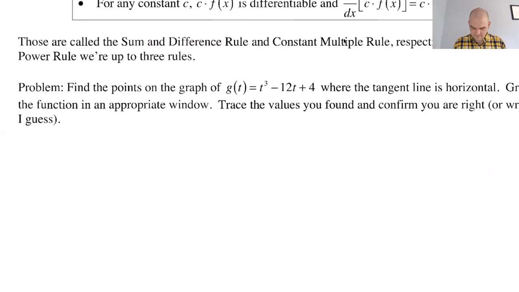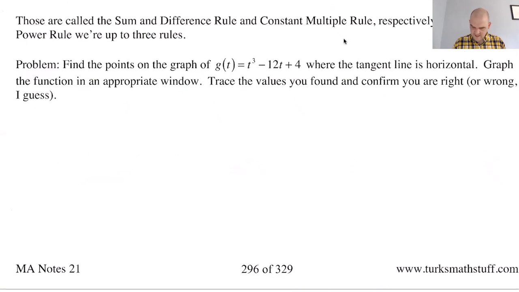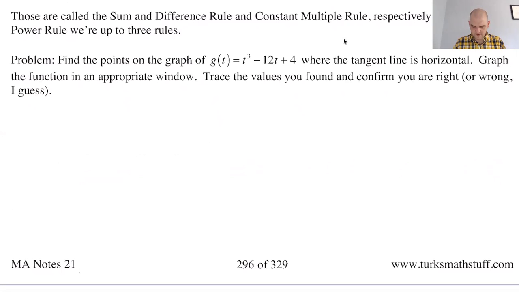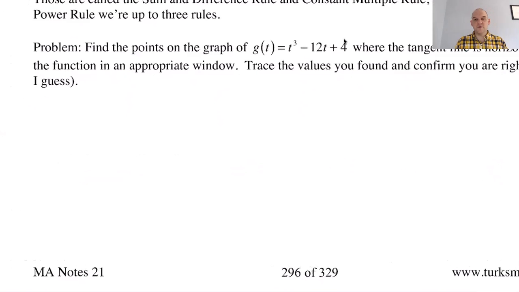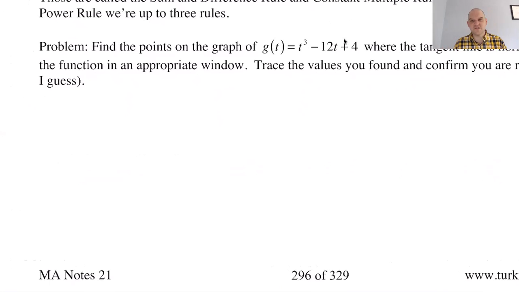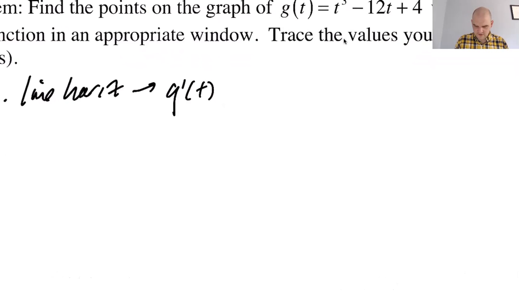All right, let's see if we can do this. Find the points on the graph where the tangent line is horizontal. Graph the function in an appropriate window, trace the values you found, and confirm you're right. A horizontal tangent line is a super common question because it relates to something very specific. What is the slope of a horizontal line? It's 0. If the tangent line is horizontal, that means g prime of t in this case is also going to be 0.